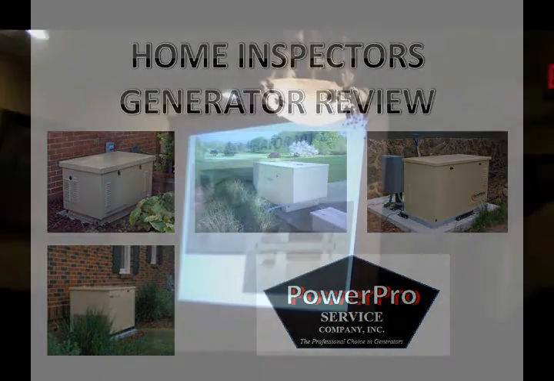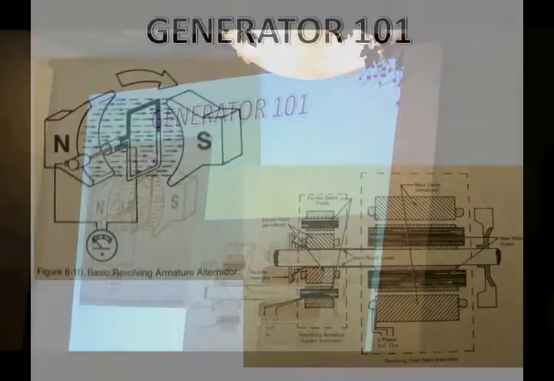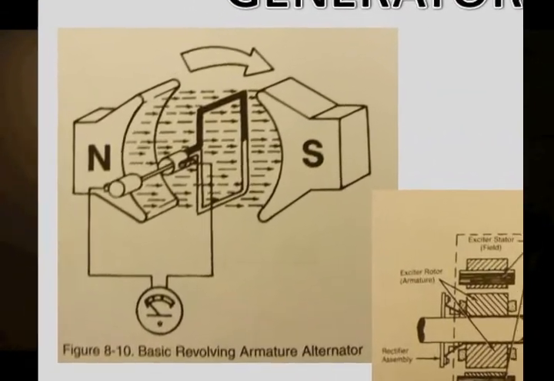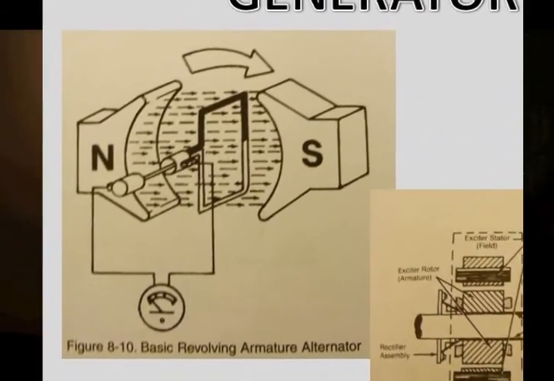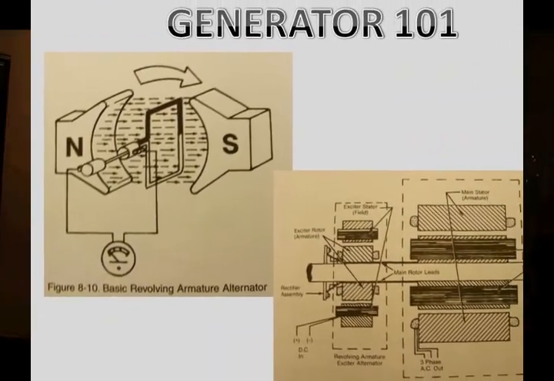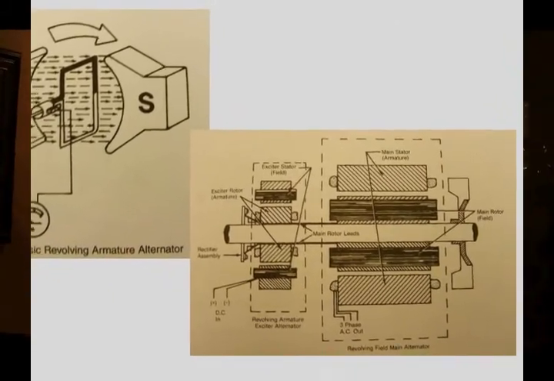Generators 101, just simply, on the left here you have an armature and a stator, and when they turn around and break magnetic fields, that makes electricity. Here's a little bit more complicated. You have armatures, you have rotors, you have stators, you have an exciter. The point here, guys, is that it's not a battery.